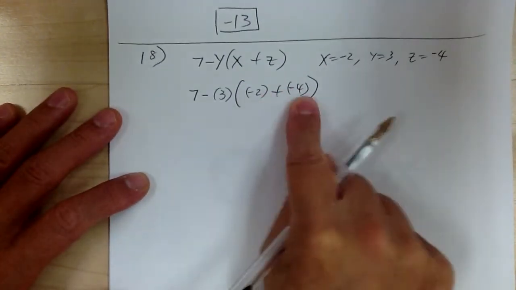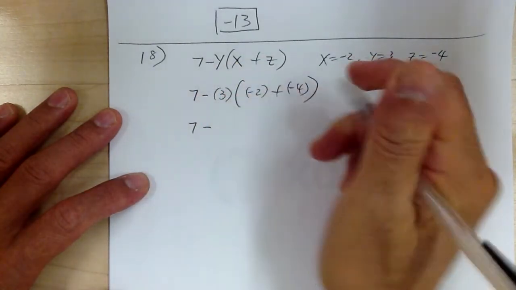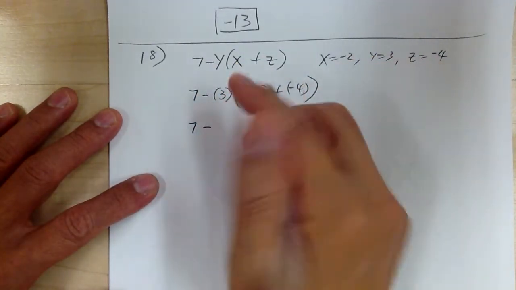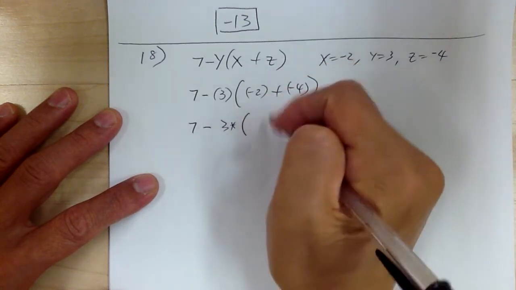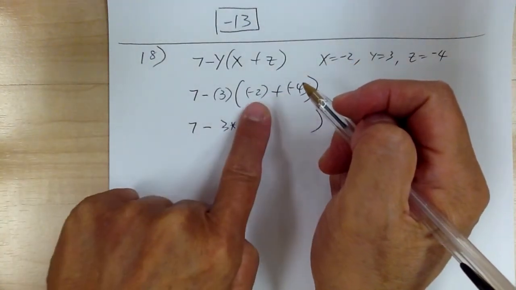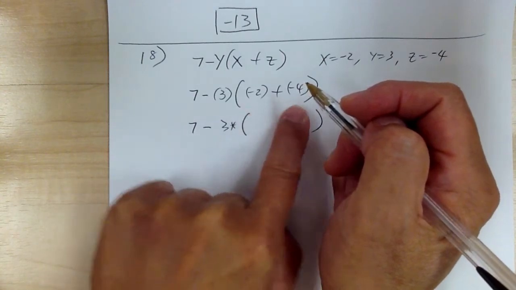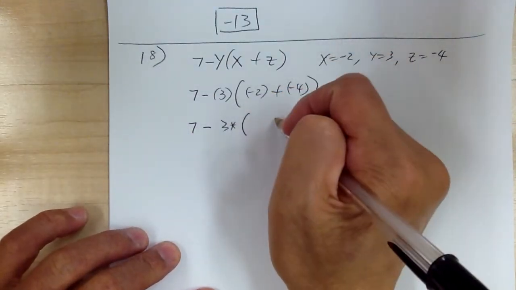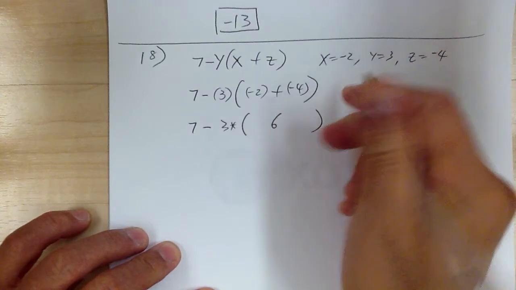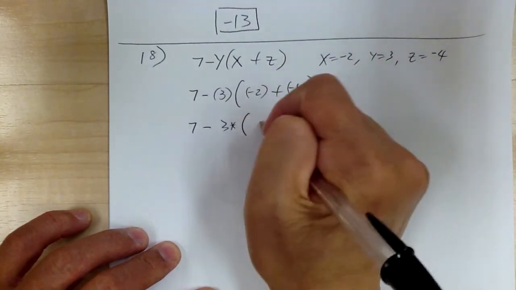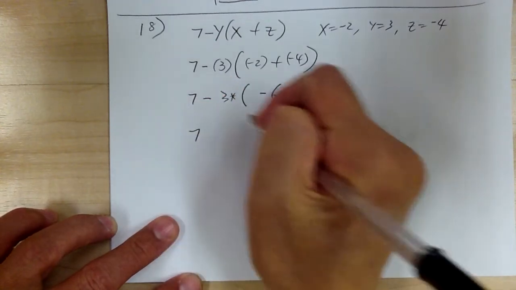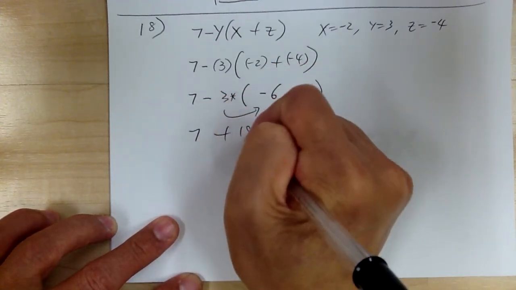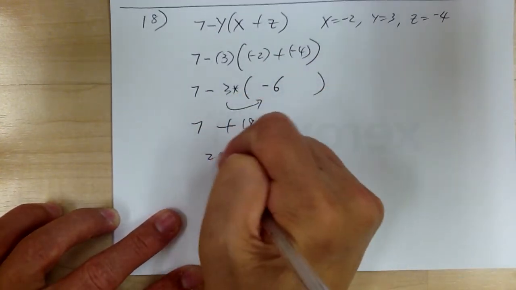Okay, so we have to do the parentheses first. So let's get rid of all the parentheses. This is addition. So when you add, same sign, you add the numbers together. And you follow the sign of the higher number, it would be negative 6. Now let's do the multiplication. So 7, you multiply, it gives you plus 18. And so when you add, you get 25.